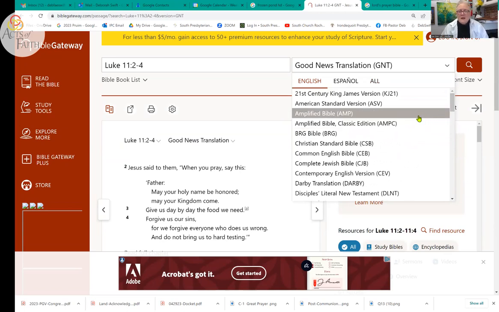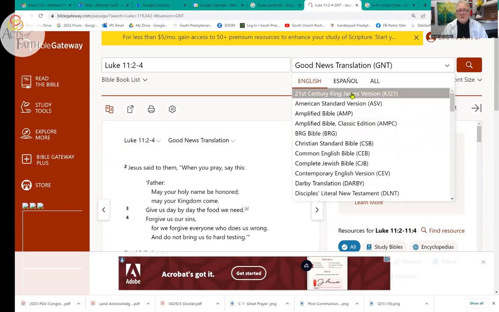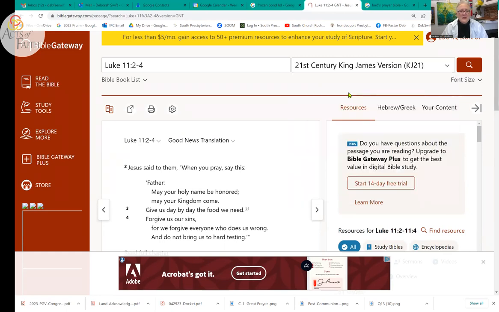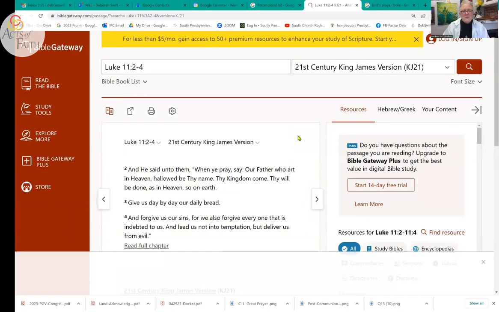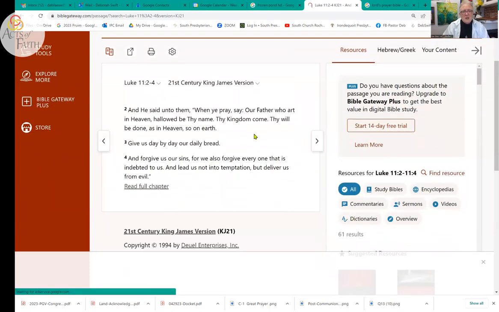I'm going to choose a different language in English. And let's say, well, here's the 21st Century King James Version, because they've modernized the King James Version. Now, you noticed when we were paralleling, we just had to click on it and it went to that version. When there's only one up here, you have to hit this search key over here to load it. But here it is. Here's the 21st century version of that same King James.